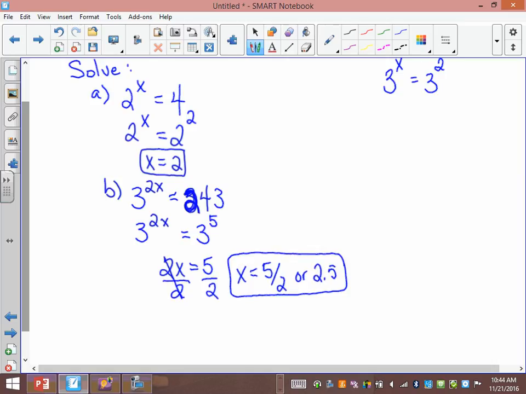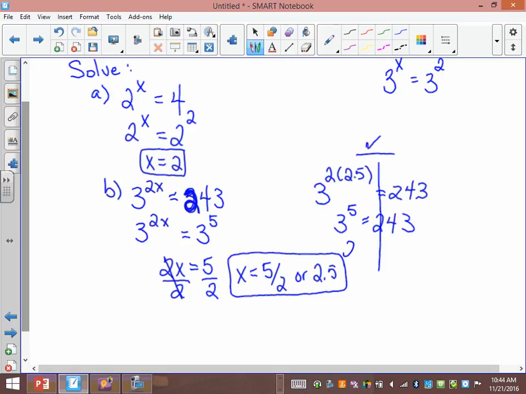Then we can check it. So 3 to the 2 times 2.5 equals 243. 2 times 2.5 is 5, so 3 to the 5 equals 243. Whenever you check, you just leave whatever's on the left side, whatever's on the right, so that I get 243 equals 243, so I know I'm right. I can walk away from this question knowing I got it completely correct on the test.